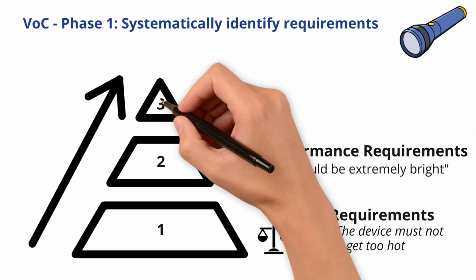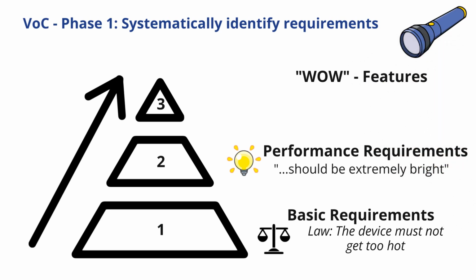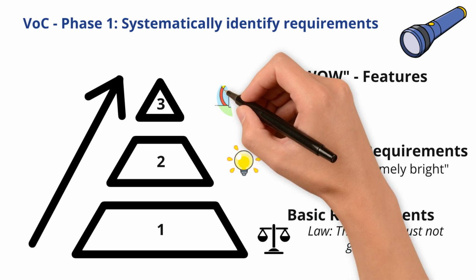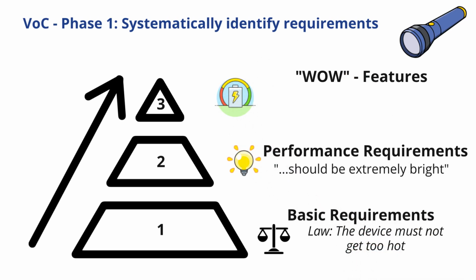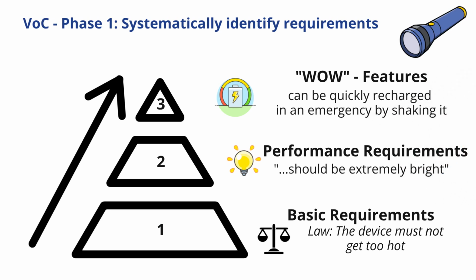And at level 3, there are the wow features. These aren't mentioned by the customer because they're usually not yet aware of them. Often, these are innovations that create a wow effect for the user. In our example, the flashlight can be quickly recharged in an emergency by shaking it.